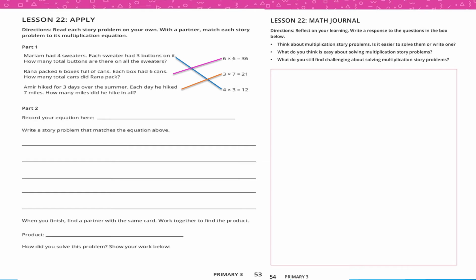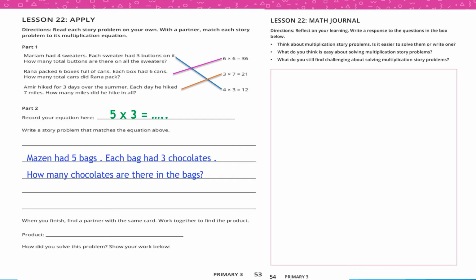Now, write a story problem that matches the equation above. We will write the equation here in part 2, and we will write a story problem to match it. The equation will be 5 times 3. I can put any equation, okay? This is what I choose to put. 5 times 3, okay? We will write a story problem that matches this equation.